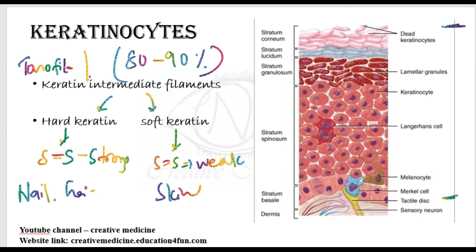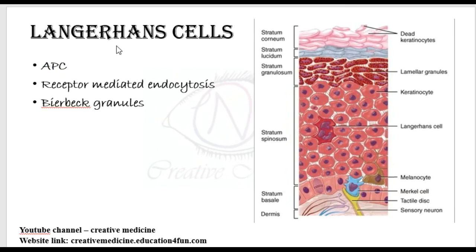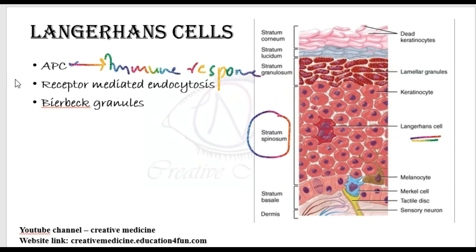Second type of cells are Langerhans cells. Langerhans cells are present in stratum spinosum. These Langerhans cells are the antigen presenting cells which are important in immune response. They cause receptor mediated endocytosis and they are derived from mesenchyme.